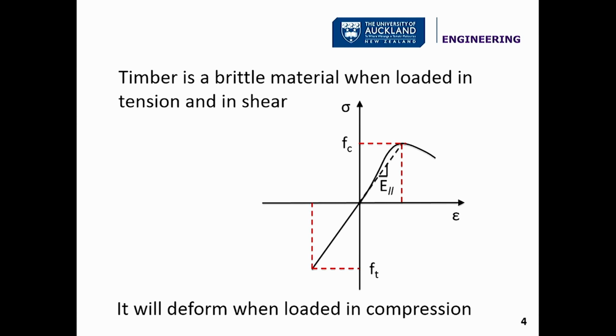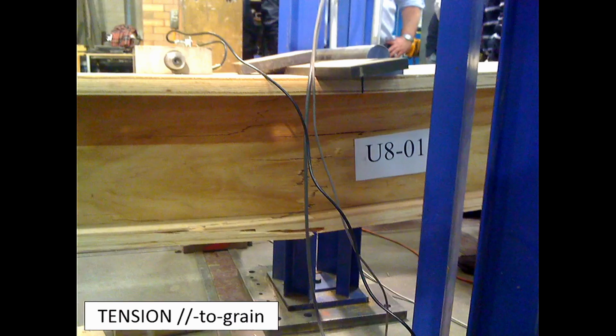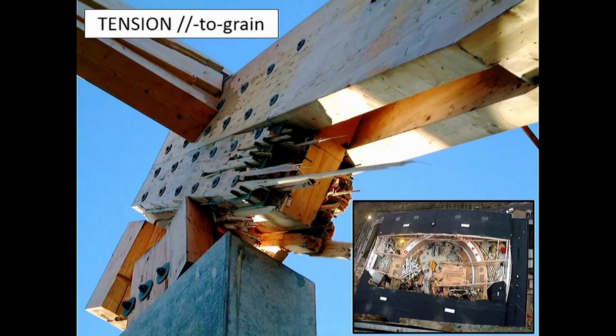We'll have brittle failure in tension and in compression. There will be some yielding of some of the fibers, but that's not to be used so much. Regardless of the direction of loading, along the grain or perpendicular to the grain, resistances are different, but the behavior is more or less the same. Same thing for shear, we'll get a brittle failure. We see this in beams where we have tension failures, tension parallel to grain. Some overlook tension or net tension in connection designs, and you get very serious tension failures where roofs collapse.